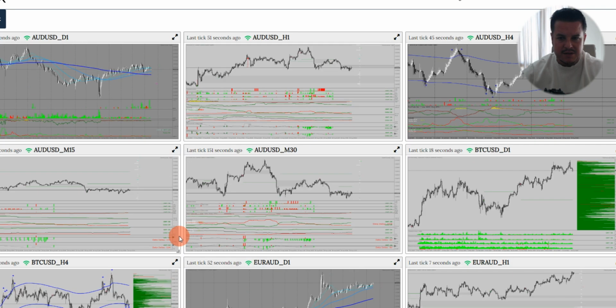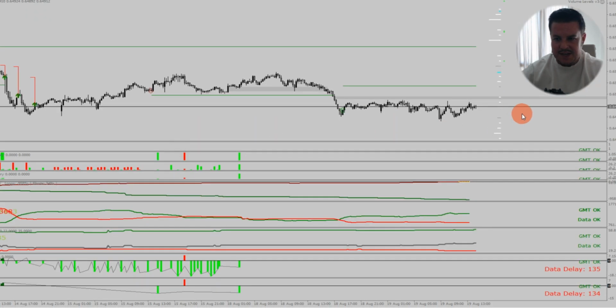Bitcoin came down against the Damani longies. And Aussie is the same like Kiwi. Has nice upper targets there. I expect them to be taken.